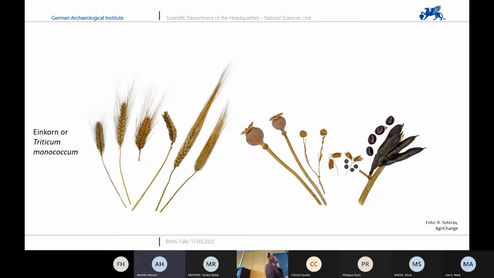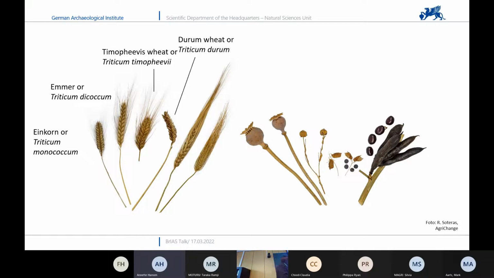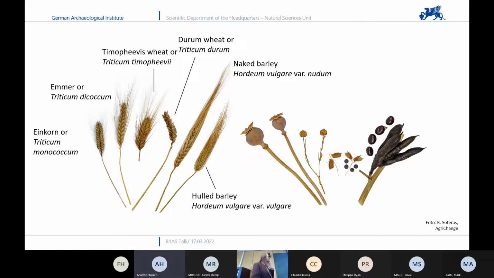We have in the Neolithic einkorn, emmer, Timopheev's wheat. That's a wheat that nowadays is only grown in the Caucasus mainly. You also have durum wheat in the Mediterranean area, and naked and hulled barley. I don't know how familiar you are with this diversity of cereals, but that's why I'm presenting them here.